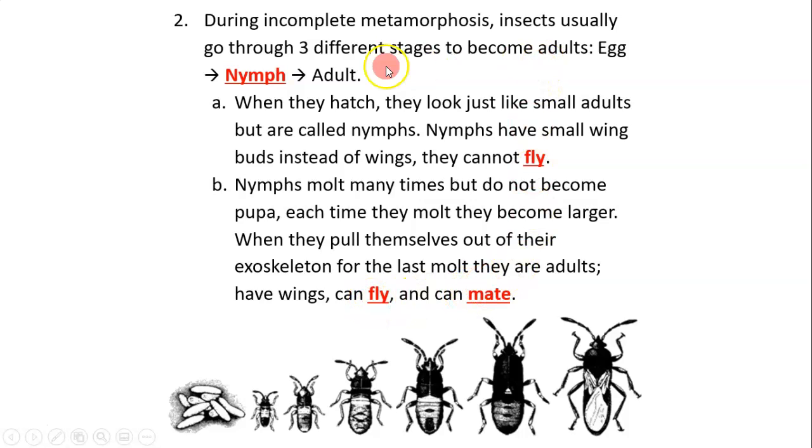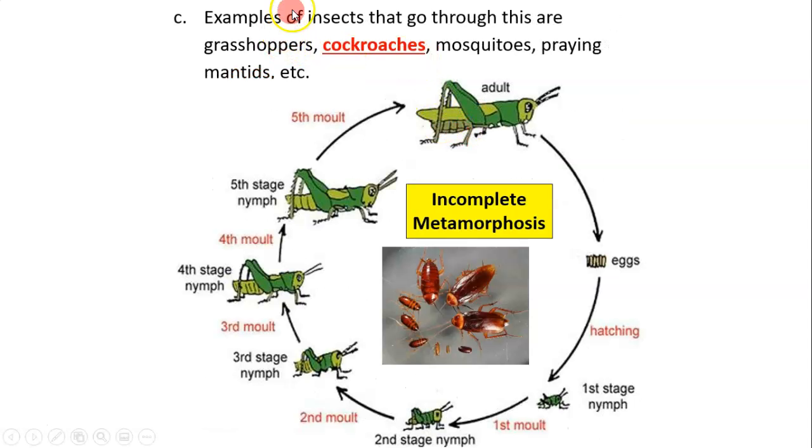So that process of going egg, nymph, adult, that process where the young look pretty much just like the adult, that's how you recognize and tell incomplete metamorphosis apart from complete metamorphosis. Now, examples of insects that go through incomplete metamorphosis are grasshoppers, cockroaches, mosquitoes, praying mantids. Mantids is the plural name for mantis, so praying mantis.